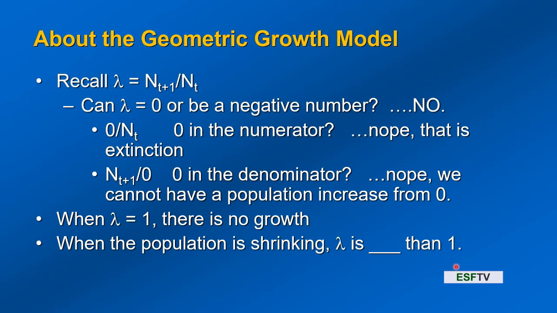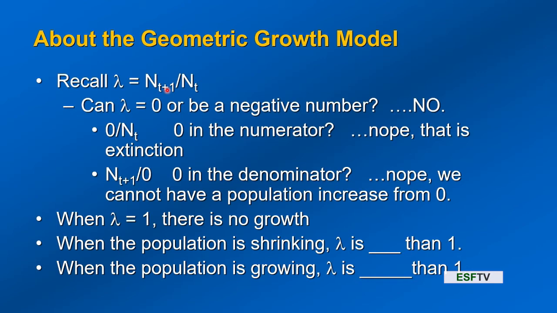Now, I left blanks here. I'm going to come back and fill them out in a minute. But when the population is shrinking, what do you think lambda is? Is it greater or less than 1? Okay. So if it's shrinking, that says the population today was bigger than it will be in a year. Okay. And you can imagine what the blank would be, and there's a bigger space to help. When the population is growing, that is, next year's population is larger than this year's, lambda would be what? Greater than, equal, or smaller than 1.